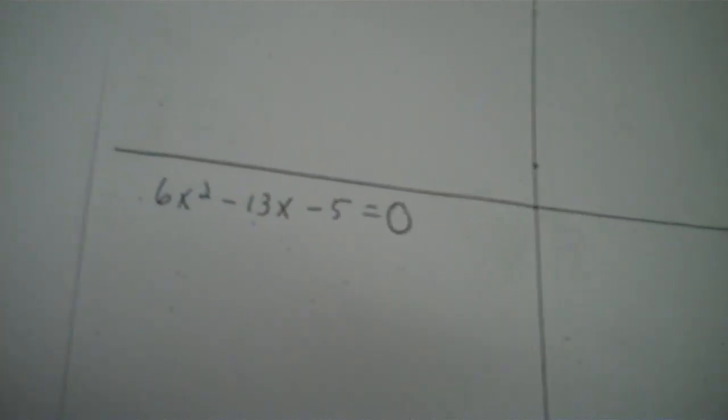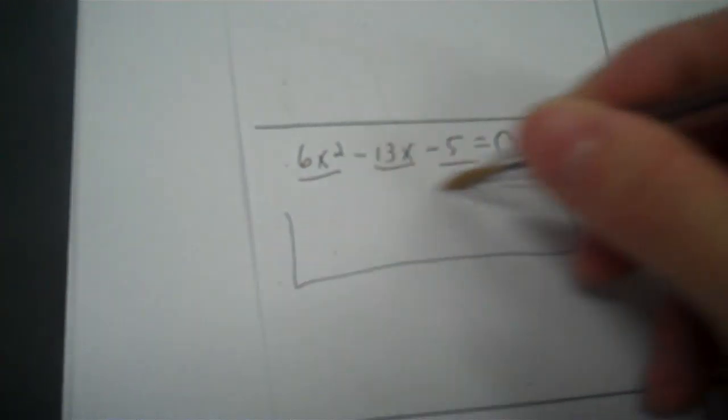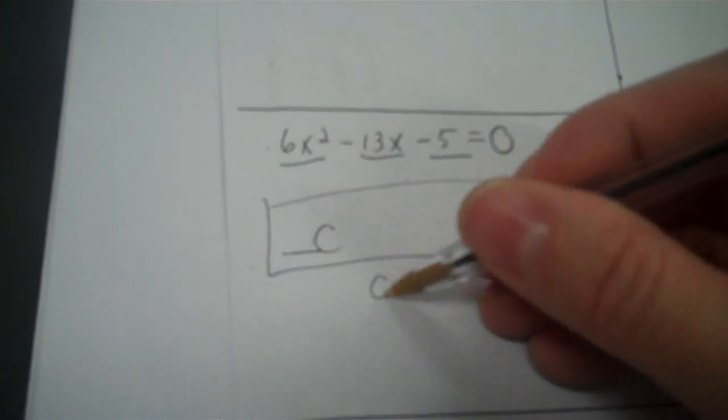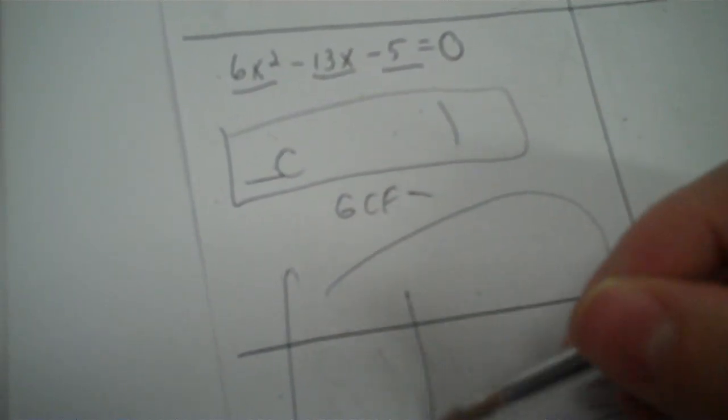Okay, 6x to the second power minus 13x minus 5 equals 0. You got two answers. So you have to have the 0 on one side because you're going to factor. You already have it, three terms. GCF. Then I see if my table is going to work out.